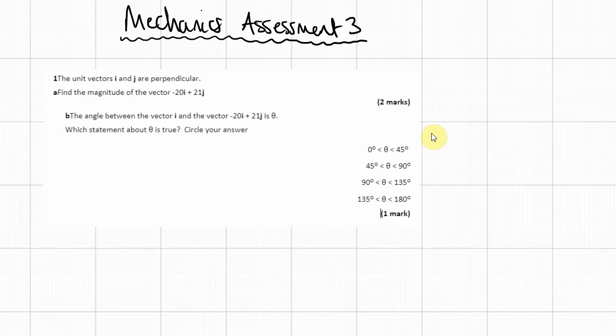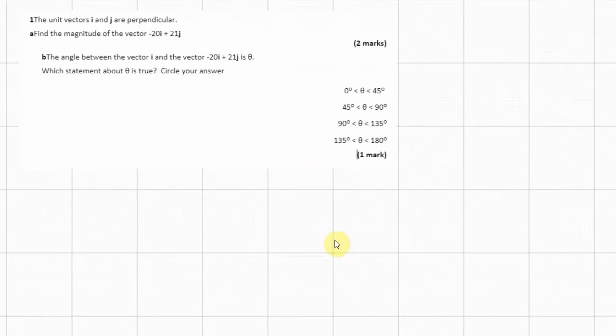Hi, I'm going to do worked solutions to the Mechanics Assessment 3 that you just had a go at. I'm going to go in order of the paper, so if you know exactly what question you need to see, you can always just skip forward to find that one. But anyway, not wasting any time.